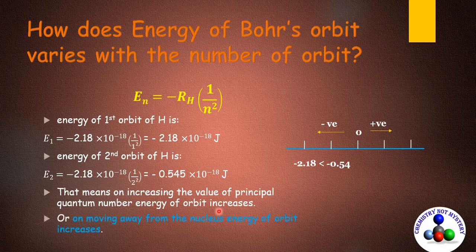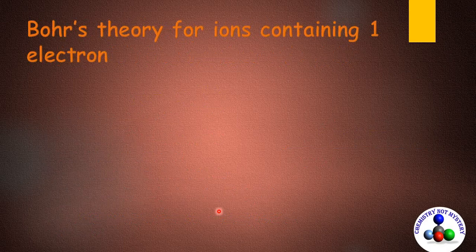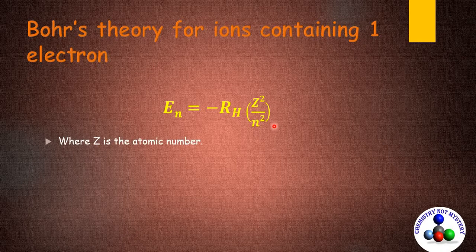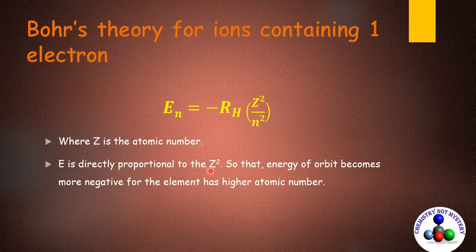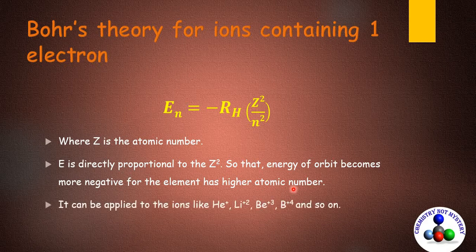Bohr actually gave his model only for hydrogen atom, so it can be applicable only to the ions containing one electron. Here is the generalized formula for energy. En is equal to minus Rh (Z square upon n square), where Z is the atomic number. Here E is directly proportional to Z square, so the energy of orbit becomes more negative for the element that has higher atomic number. And this formula can be applicable to ions like helium plus, lithium 2 plus, beryllium 3 plus, boron 4 plus, and so on.